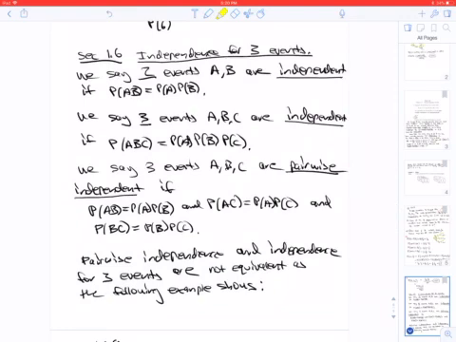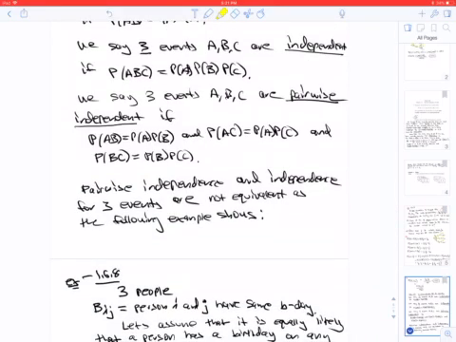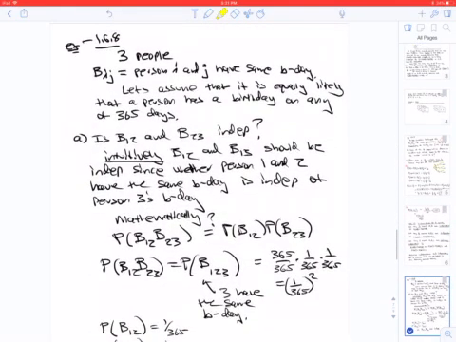Finally, we covered section 1.6, independence for three events. So we say that two events, A and B, are independent if the probability of AB is equal to the probability of A times the probability of B. We say that three events, A, B, C, are independent if the multiplication rule holds: probability of A, B, C is probability of A, probability of B, probability of C. And we say that three events, A, B, C, are pairwise independent if pairwise we have the following multiplication rule. So pairwise independence and independence for three events are not equivalent, as the following example shows.